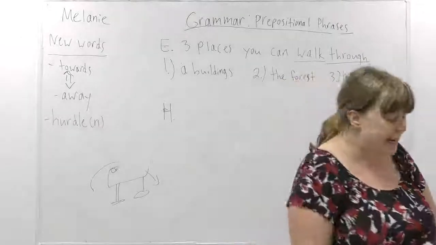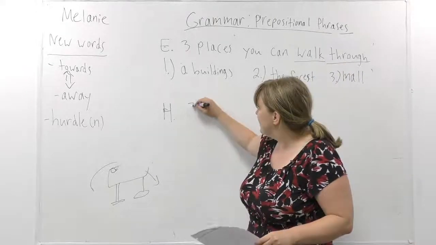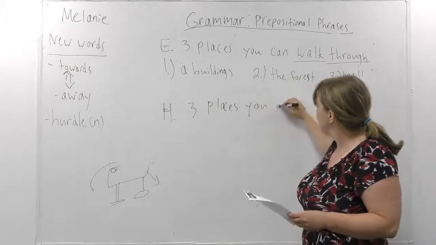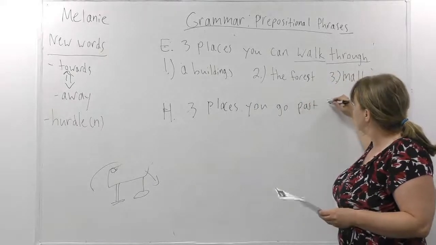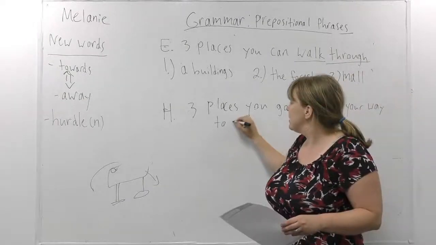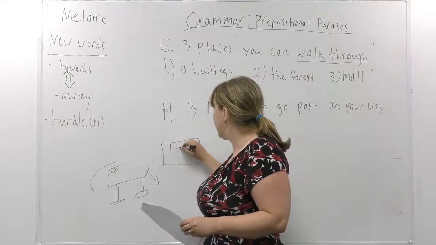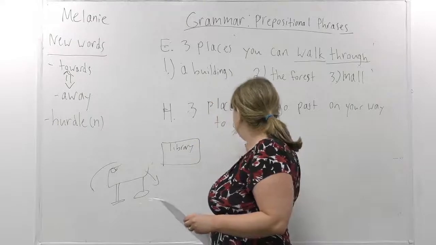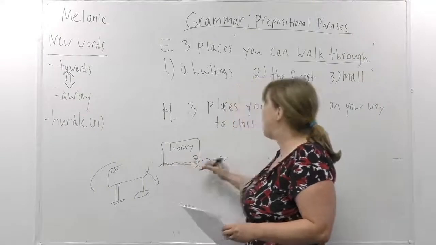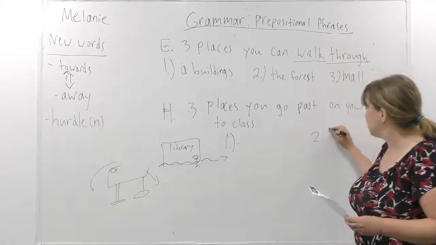So, name 3 places you go past on your way to class. If you remember, you go past. For example, let's say here's the library, but you're going towards school. So this is you, and you keep walking past the library. So what are 3 places you walk past on the way to school?